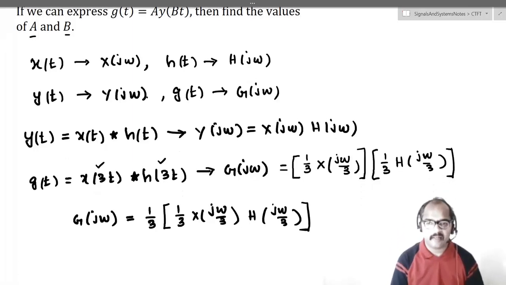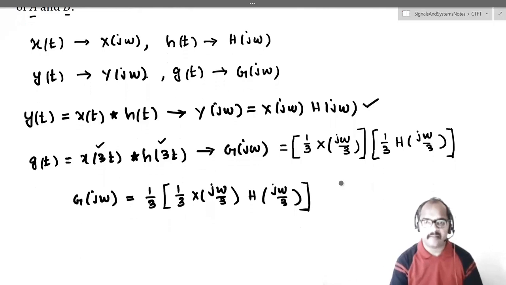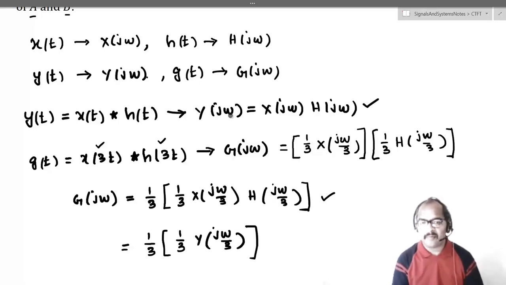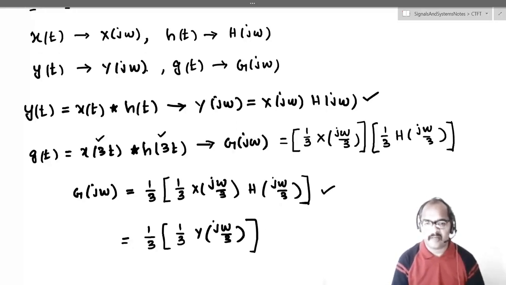But if you look at this a little bit carefully, let us compare this one with this one. What do you observe? X of j omega by 3 multiplied with H of j omega by 3. That can be replaced with what? Y of j omega by 3. So this should be equal to 1 by 3 multiplied with 1 by 3 Y of j omega by 3. Is that okay here? Why? If you replace omega with omega by 3, what will I get? X of j omega by 3, H of j omega by 3. We already have that here, so that can be replaced with Y of j omega by 3.